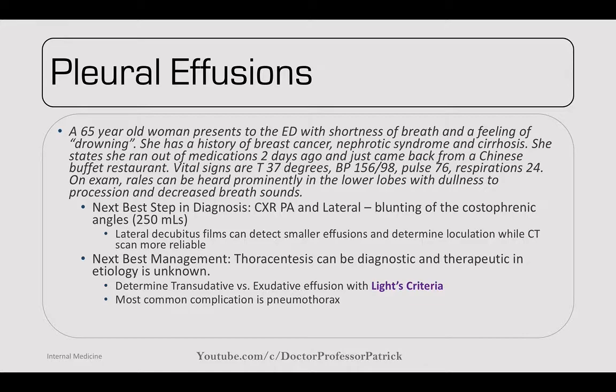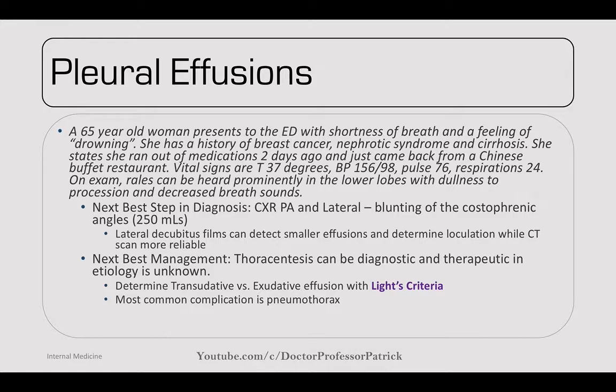Moving into pleural effusions, we've got a 65-year-old woman presenting to the ED with shortness of breath and a feeling of drowning. She has a history of breast cancer, nephrotic syndrome, and cirrhosis. She states that she ran out of medication 2 days ago and came back from a Chinese buffet restaurant. Vital signs are temperature of 37, BP of 156/98, pulse of 76, respirations of 24. On exam, rales are heard prominently in the lower lobes with dullness to percussion and decreased breath sounds.